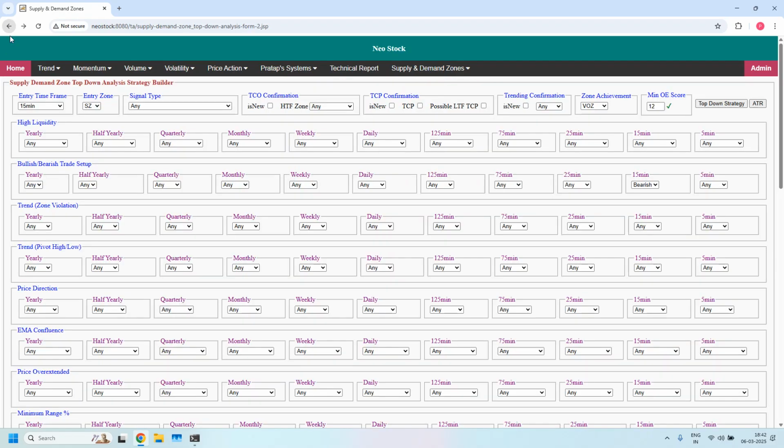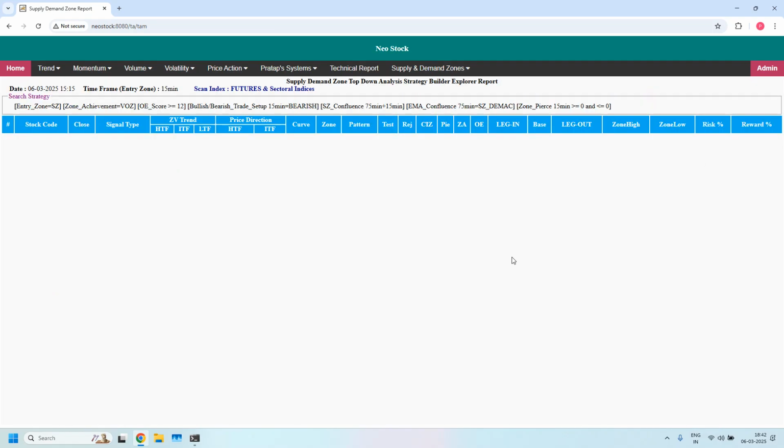Let's verify. In the EMA confluence, 75 minutes time frame, I am setting the filter 75-minute supply zone having daily EMA confluence. So none of the stocks have 75-minute supply zones with EMA confluence. None of them. That means they don't have EMA confluence.